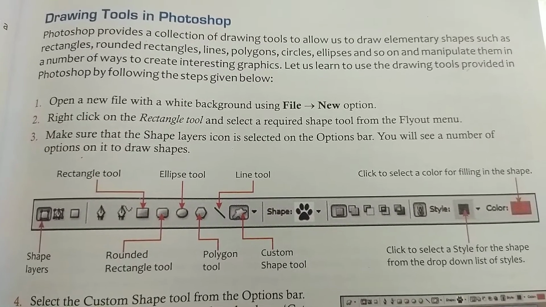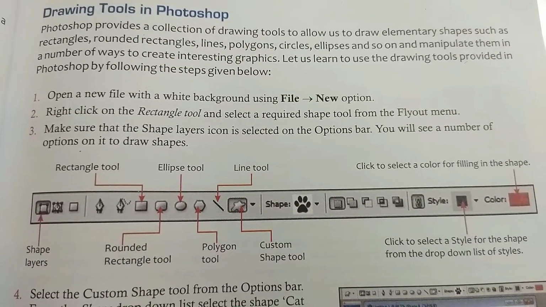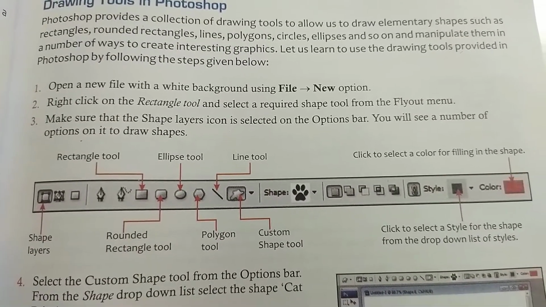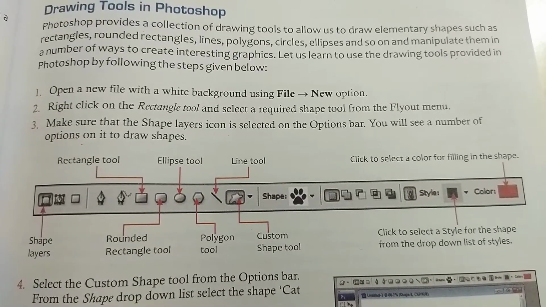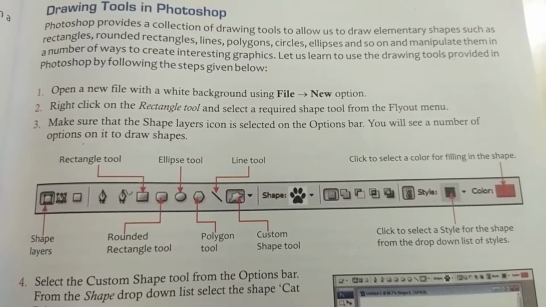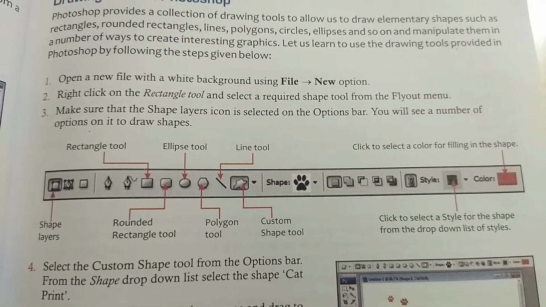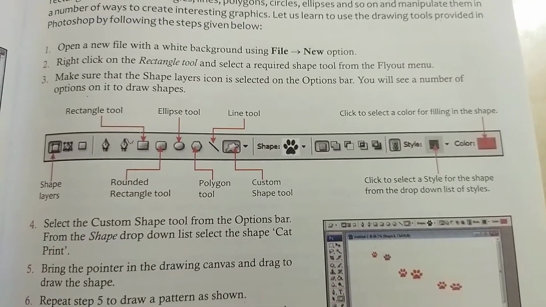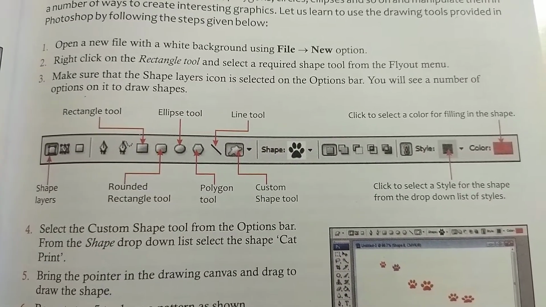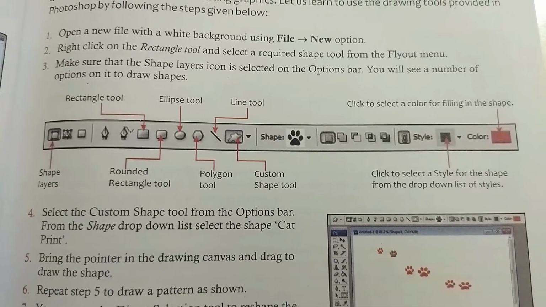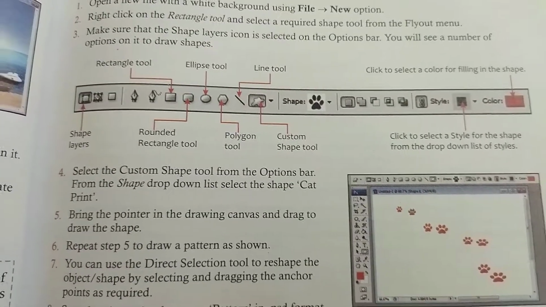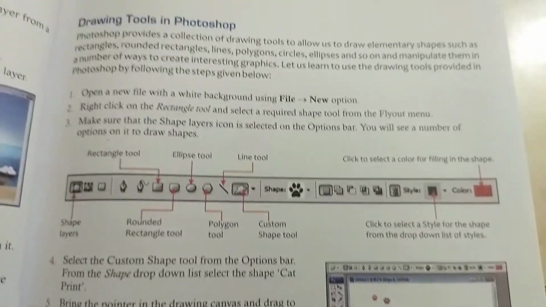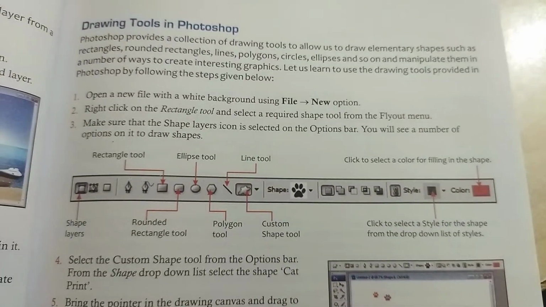First of all, open a new file with a white background using the File, New option. Then right click on the rectangle tool and select the required shape tool from the menu. After that, make sure that the shape layers icon is selected on the option bar. You will see a number of options on it to draw shapes. So follow all these tabs and read properly about the drawing tools in Photoshop.